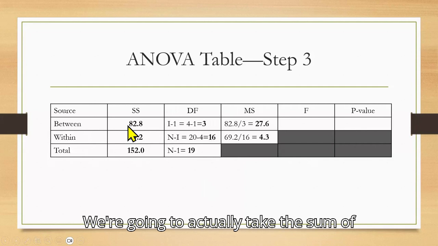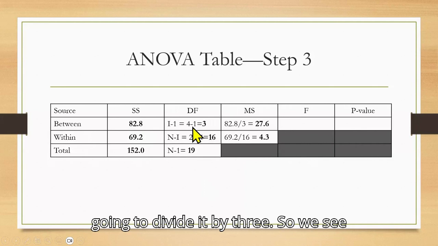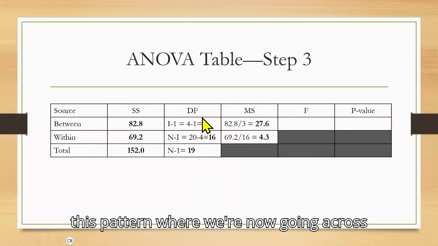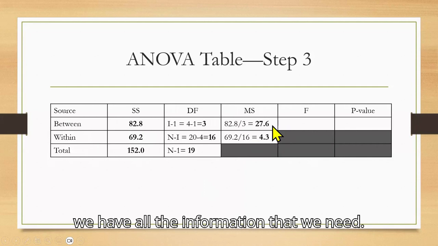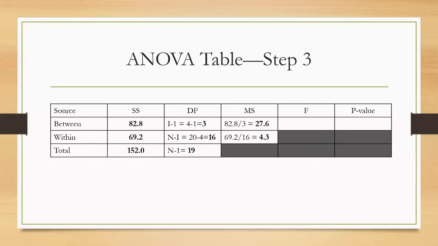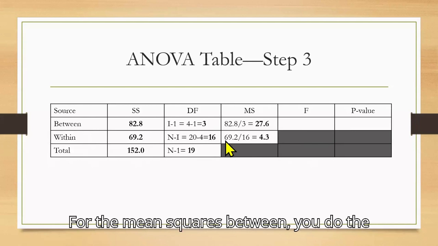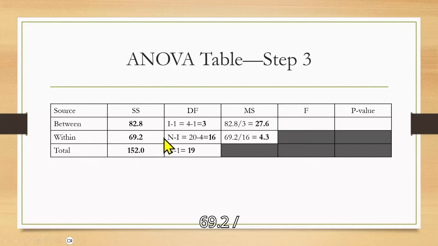We're going to take the sum of squares between, 82.8, and divide it by 3. So we see this pattern where we're now going across the rows, and we have all the information that we need. We get 27.6 for the mean squares between. You can do the same thing in the row for within: 69.2 divided by 16. That's going to give us 4.3.